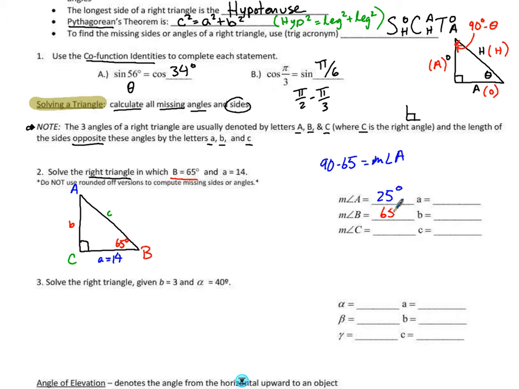And angle C, we know, is 90 degrees because it's my right angle. Once we find the angles, we're going to use a little SOHCAHTOA or right triangle trig to find the missing pieces.